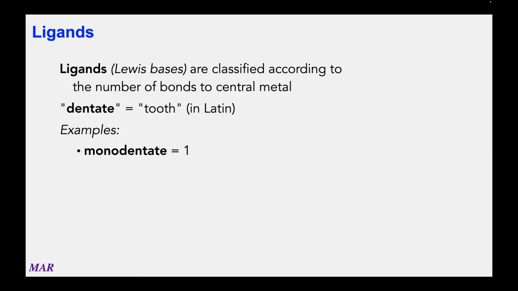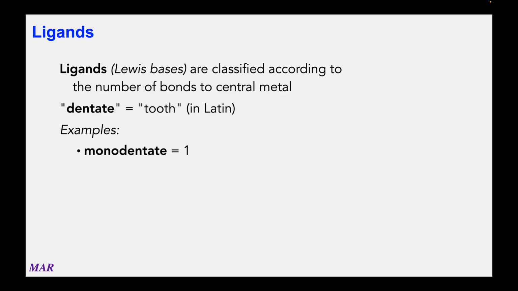So these ligands are kind of interesting. Again, a ligand is nothing more than a Lewis base, and every Lewis base has at least one lone pair that can bond to the central atom, to the Lewis acid's metal center. They classify ligands according to dentate, and apparently dentate means tooth in Latin, and each tooth is like a lone pair on the atom that can make a connection to the transition metal.